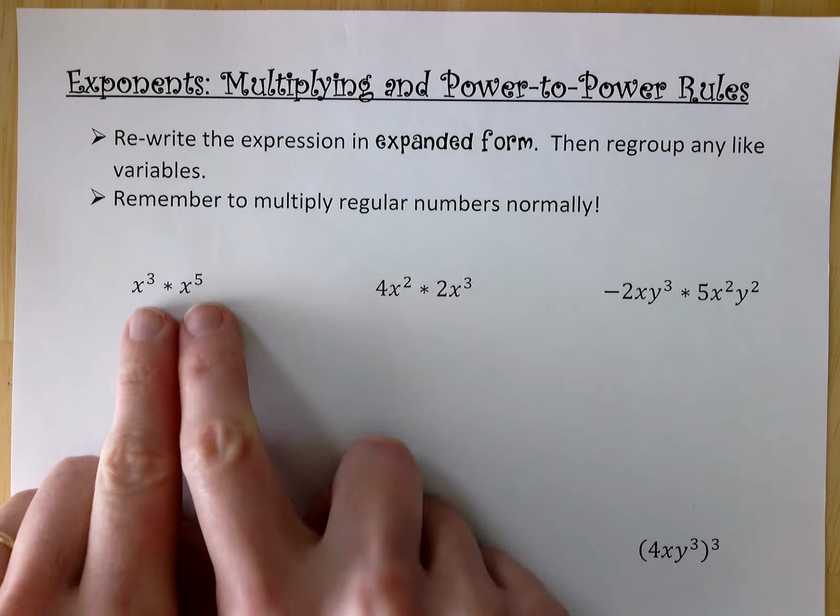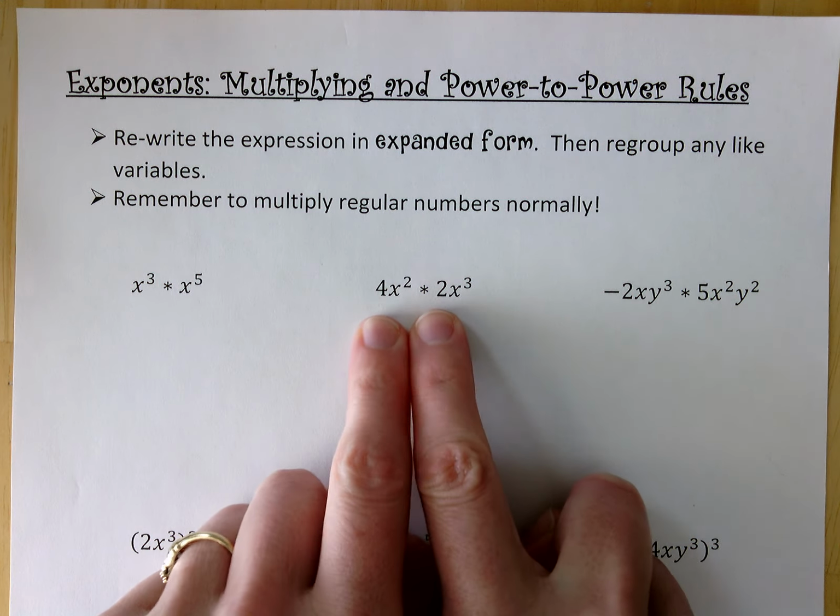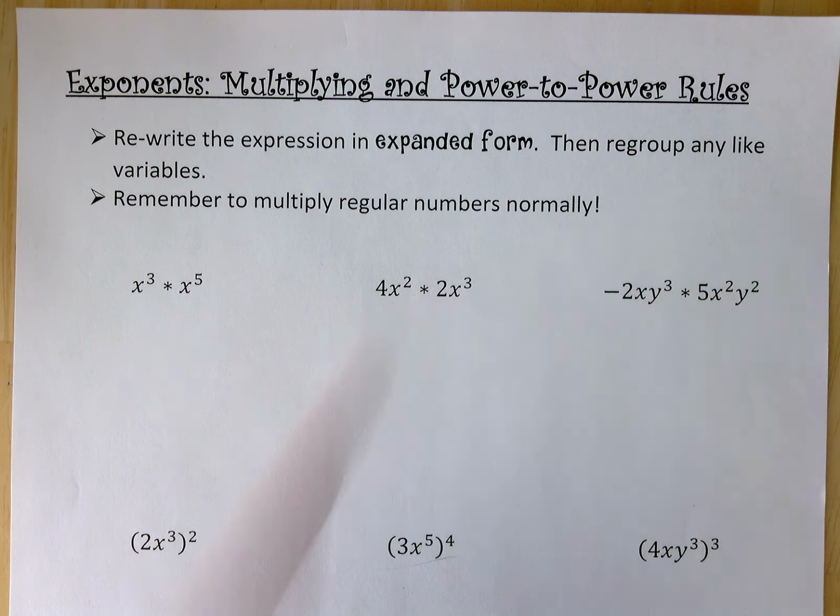A big thing to remember is that regular numbers get treated regularly. Exponents like these, you're going to treat differently than the 2 and the 4 there that are just regular numbers. You know how to deal with a 2 and a 4. All right, so let's take a look at these examples.